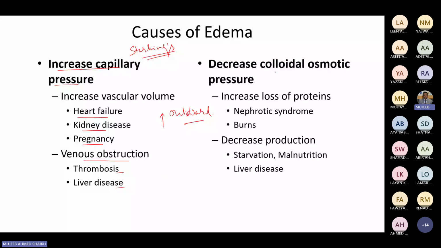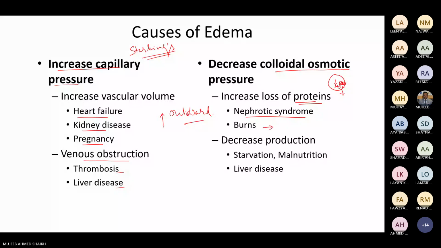What about decreased colloidal osmotic pressure? This is the force which holds the water inside. If proteins are inside, they will hold water along with them. If proteins are lost, the water will go out. So loss of proteins, like in nephrotic syndrome, when there is damage to the filtrating membrane of the kidney or nephron, leads to loss of protein in the urine. The colloidal osmotic pressure decreases, and the child will have edema over the body.